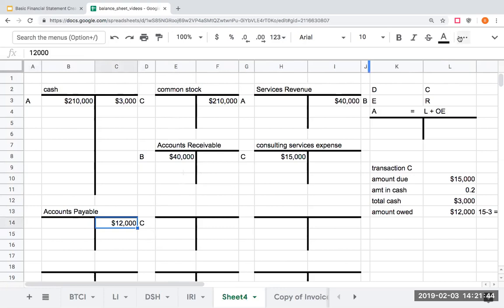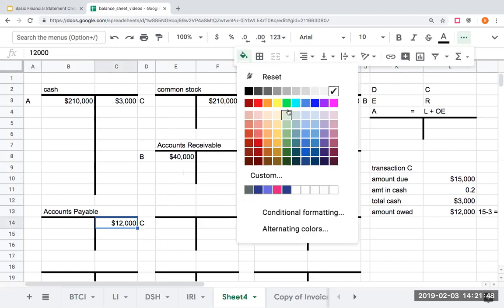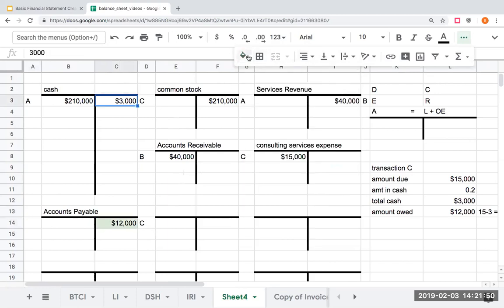Note that when I'm going through and doing this, I'm just going to highlight this because it's important. I have total credits of $3,000 and $12,000, which equal $15,000, which was the amount of my expense. So again, I paid $3 grand cash, I owe $12,000. So that's how we're going to go through and record transaction C. Why is it an expense? I've received the benefit of those services.